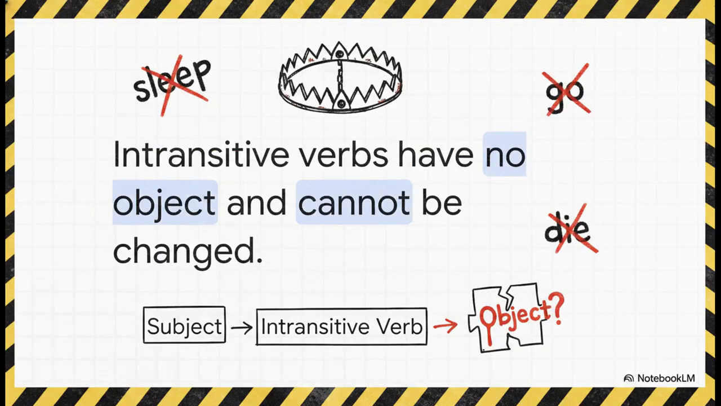All right, here is the ultimate trap you have to watch out for on exam day. Intransitive verbs. Words like sleep, come, go, arrive, or die. Why are these so tricky? Well, because they don't take an object.